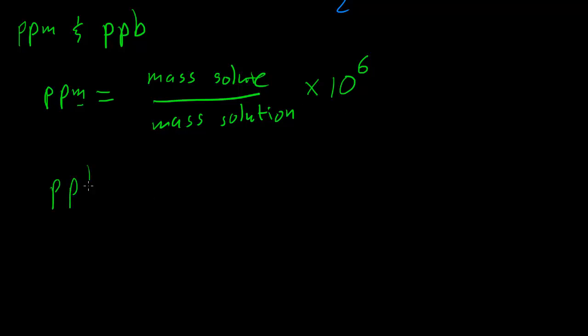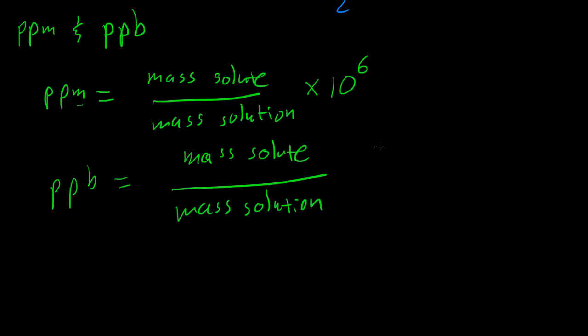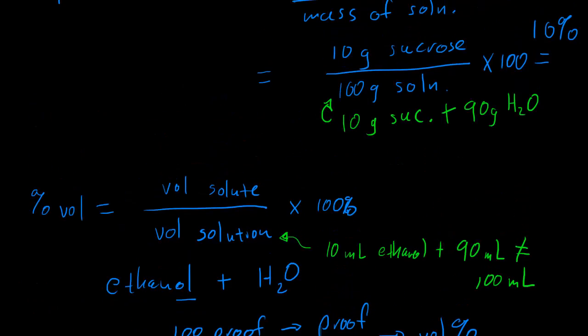Parts per billion, ppb, would be equal to the same thing: mass of the solute divided by the mass of the solution times, in this case, a billion, which is 10 raised to the power 9. So those are the definitions for parts per million and parts per billion. So let's work a quick little example problem using parts per million and parts per billion.